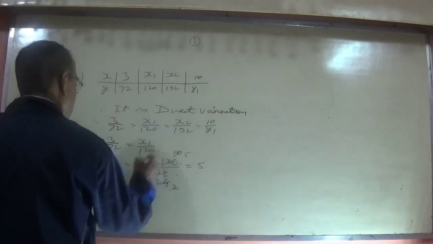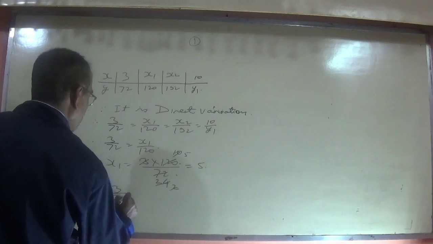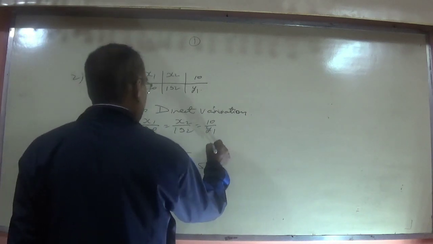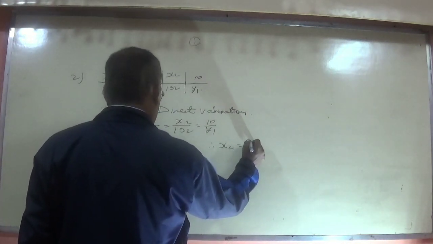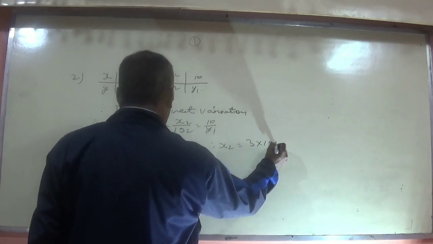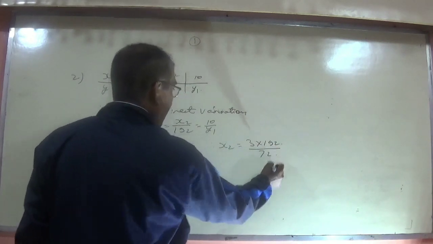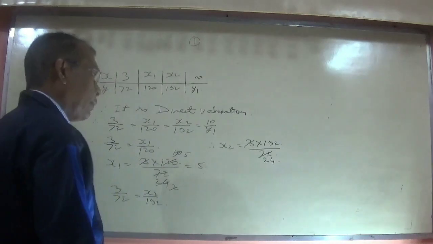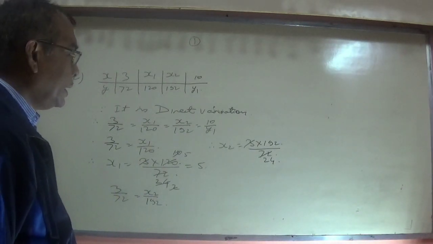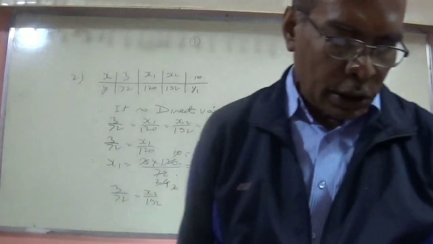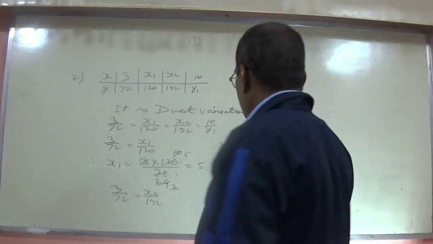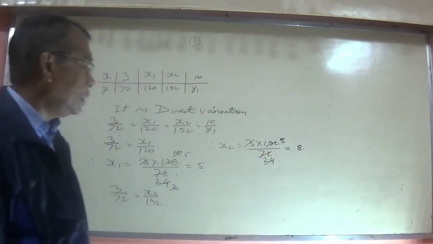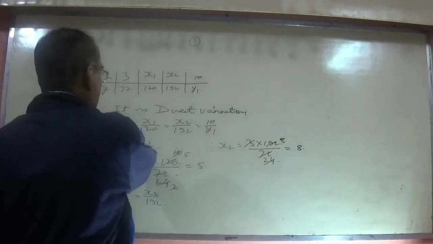Now take this and this pair. So 3 by 72 will be equal to x2 by 192. Therefore x2 will be equal to 3 into 192 by 72. In the same way it is cancelling, it is coming 24, and then with 24 it will cancel 192, and finally it will come as 8. I have already taken the calculations before starting the class.